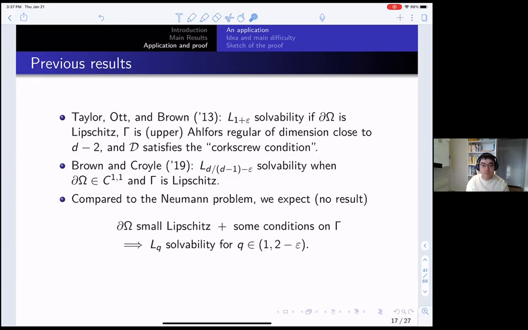And what we can expect is some similar result to the Neumann problem. If the boundary is small Lipschitz, then for the Neumann problem we have Lq solvability for all q in the optimal range. And for this problem, we should have Lq solvability in the optimal range, q between 1 and 2 minus epsilon. And of course, for this problem we need some condition on the interfacial boundary, but this is very weak.